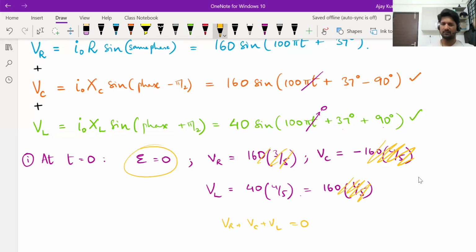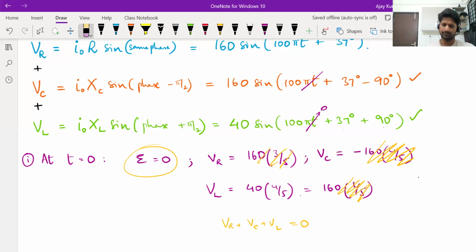You can substitute any time and check. The algebraic sum of these three will definitely be equal to the applied EMF at that instant. We just checked t equal to 0, but you can take other times also. You can take a half time period, or 1/4 of the time period. Time period is 2 pi by omega. Half of that is pi by omega. You may substitute that time and check.